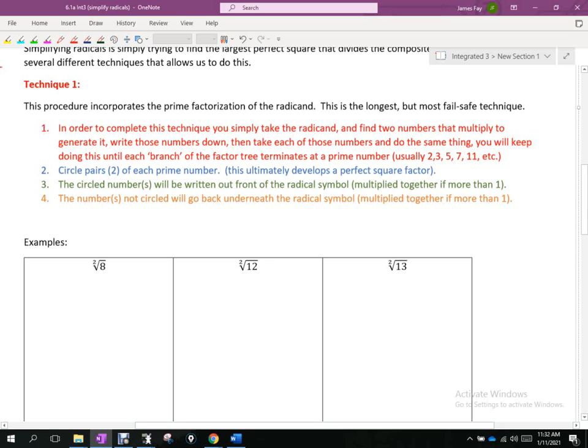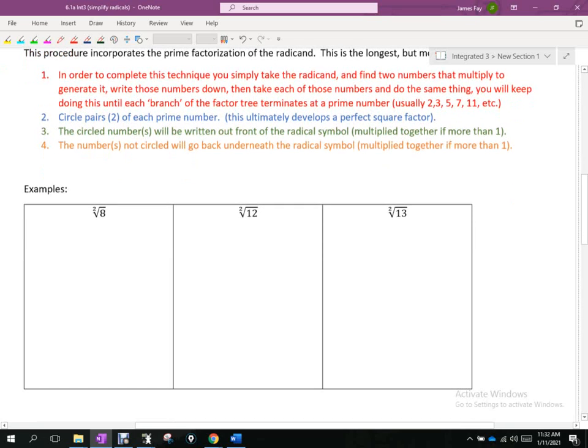Okay? You're then going to circle pairs of each prime number. Okay, pair refers to the number 2, right? The amount 2. Okay? It says the circled numbers will be written out in front of the radical symbol, multiplied together if there's more than one. And the numbers that are not circled will go back underneath the radical symbol, multiplied together if there's more than one. And that will effectively simplify your radical.